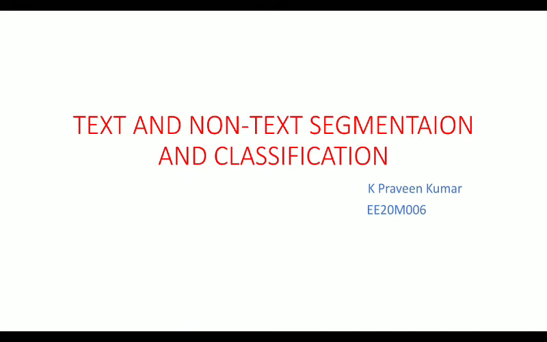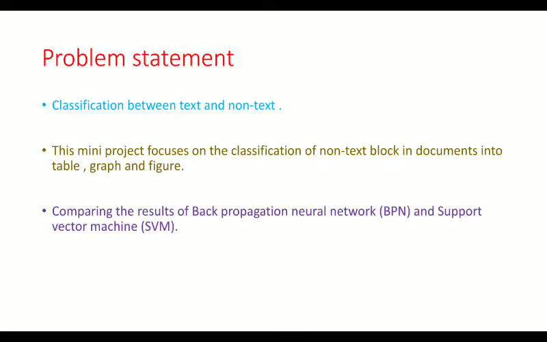Hello everyone. Today I am going to discuss segmentation and classification of text and non-text regions. The main problem statement is we need to classify these two text and non-text regions. Let's assume in a scanned document there may be a table, graph and figure and also text. So we need to classify these four things using the backpropagation neural network and support vector machine. And finally we need to conclude which process gives the best results. So throughout this project we are comparing these two things.